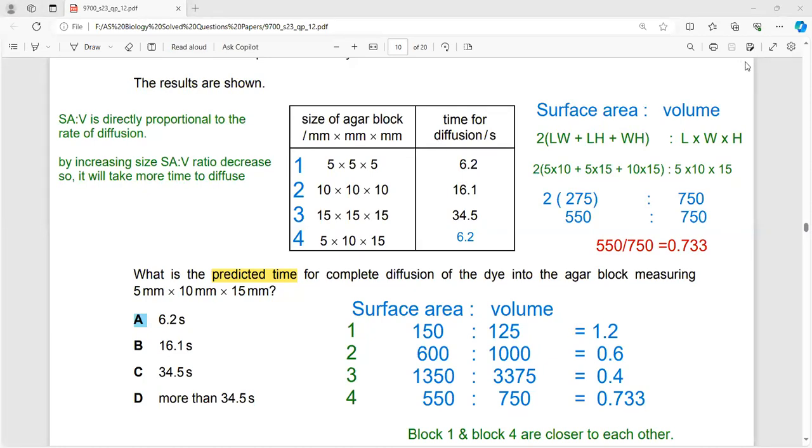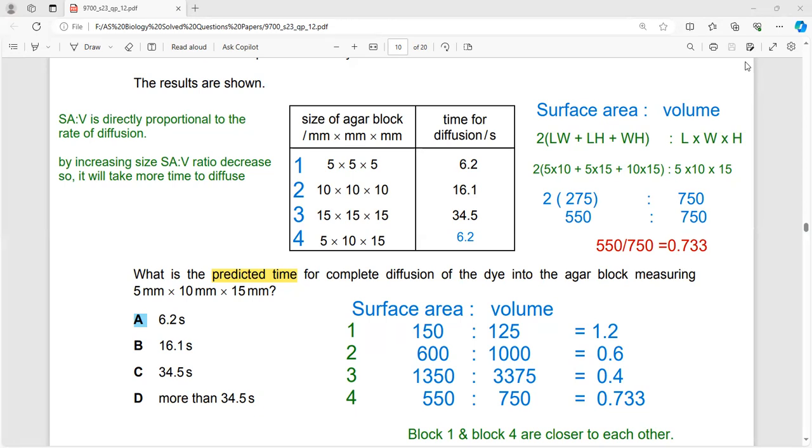To understand that, we need to know the concept. The surface area to volume ratio is directly proportional to the rate of diffusion. By increasing the size, the surface area to volume ratio decreases. So in this way, it will take more time for diffusion. So that's overall the concept. On the basis of this concept, we're going to solve this question. First, we'll find the surface area to volume ratio.